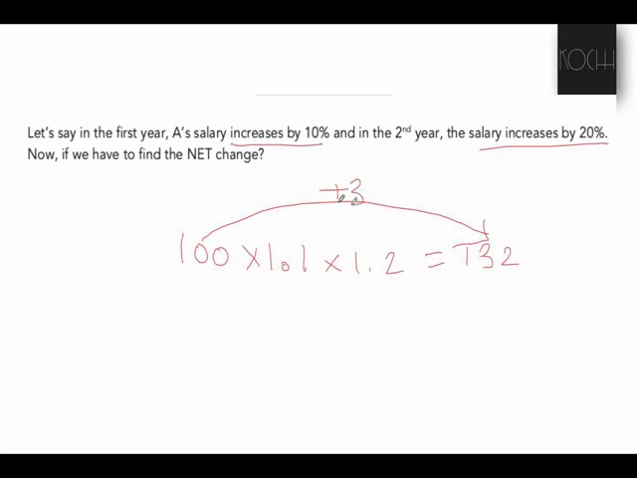Now our value is 32 more than 100. So anything out of 100 is that particular percent. So the net increase is 32%.